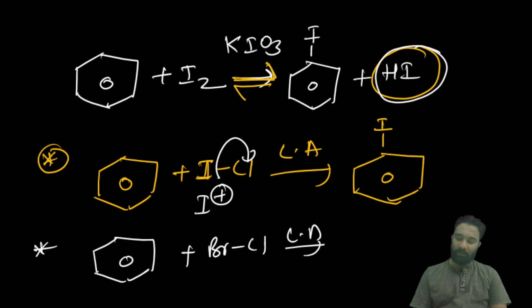Now suppose benzene is given, and Br and Cl are given, and the Lewis acid is given. What is the product name? What is the product you will get?